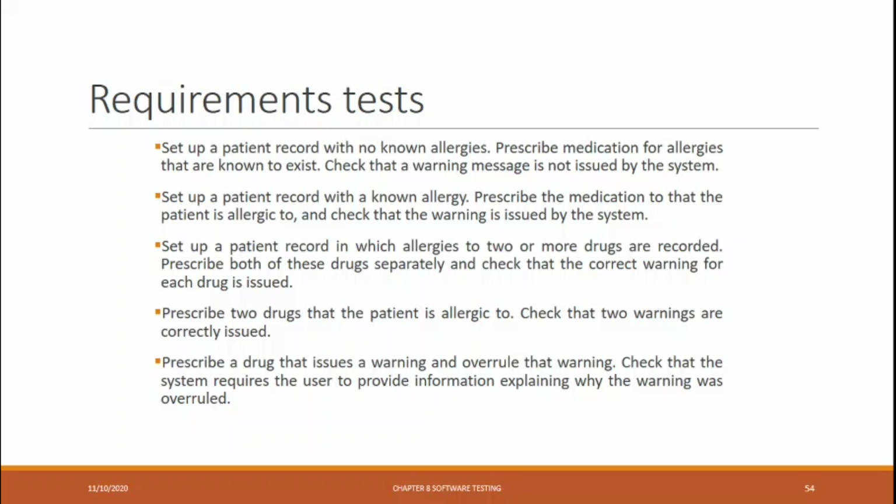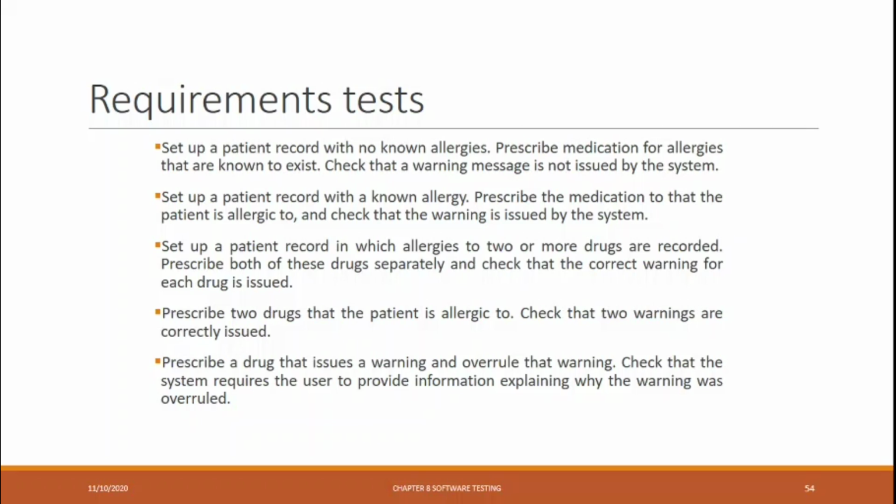The third point is to set up a patient record in which allergies to two or more drugs are recorded. These are some of the tests that have to be done before delivering the product to the customer. So you can read out these statements. Prescribe two drugs that the patient is allergic to. Check that two warnings are correctly issued.